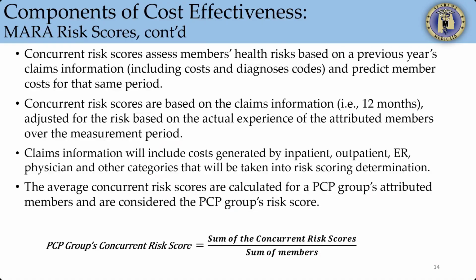So like I said, concurrent risk scores assess members' health risks based on the previous year's claims information, including cost and diagnosis codes, and predict the member cost for that same period. Claims information includes costs generated by inpatient, outpatient, ER, physician, and other categories. Just to highlight a few of the other categories would be things like durable medical equipment, lab, radiology, that sort of thing. And so then the average concurrent risk scores are calculated for a PCP group's attributed members, and that's considered the PCP's risk score.